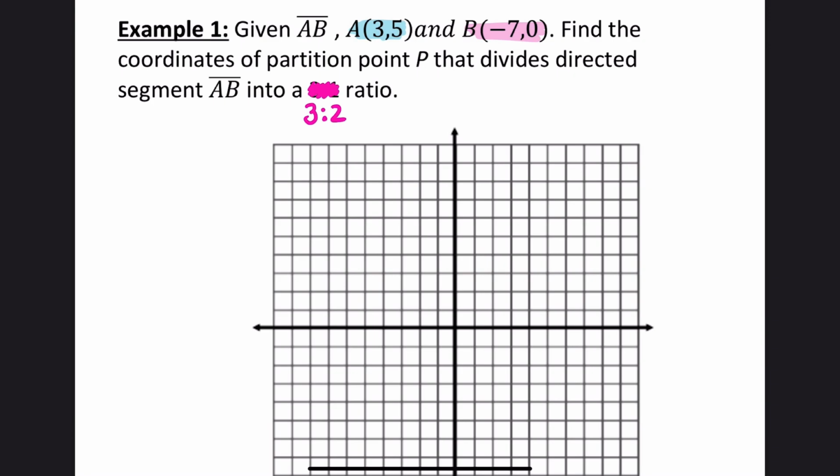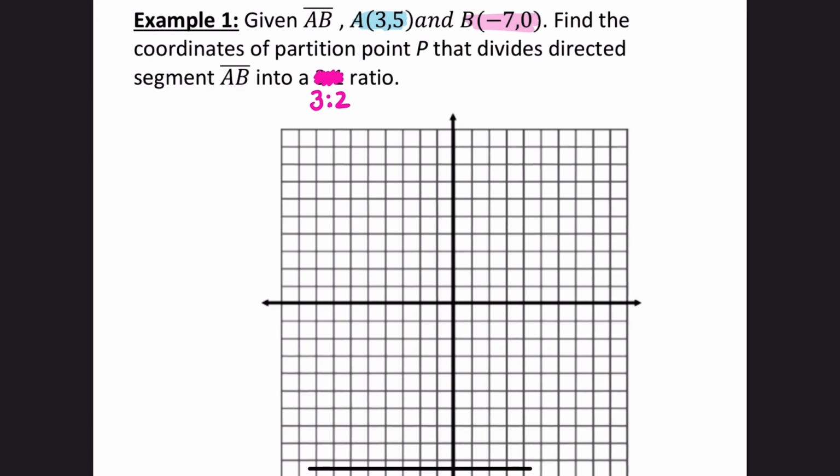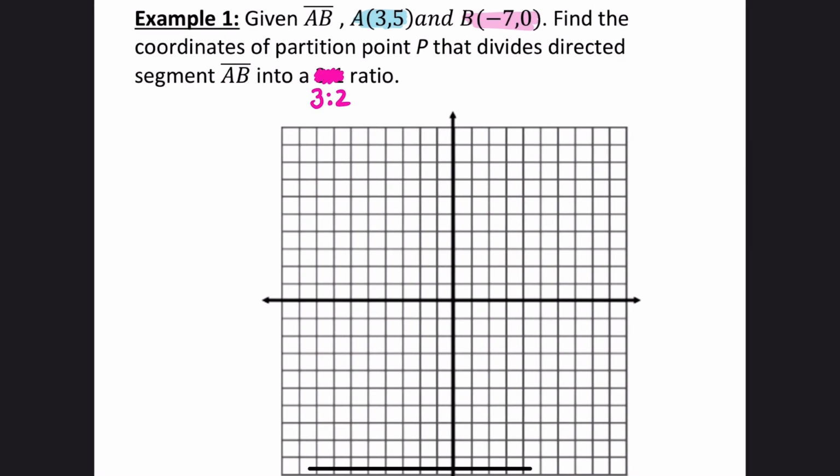So I have some graph paper here because I think sometimes things are a little bit better visual at first. So let's go ahead and graph these points. A is the point 3,5. So if we go over 3 and up 5, this is point A. And B is -7,0. So 1, 2, 3, 4, 5, 6, 7. B is right here. Okay. So we are going to draw that line segment. Okay?